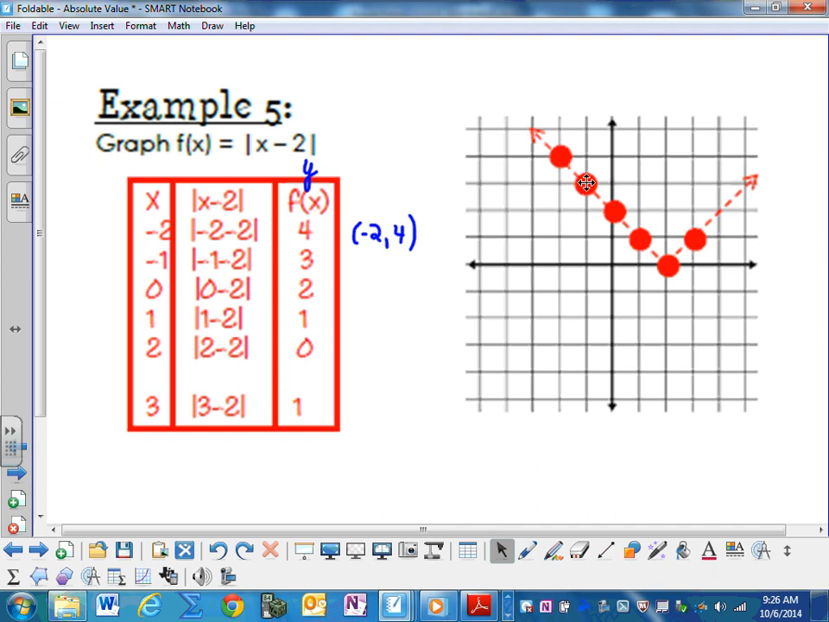And as you can see, it's still a V-shaped graph. It's just been shifted. The other one, the vertex was at 0, 0. This one has been shifted to the right 2 units.